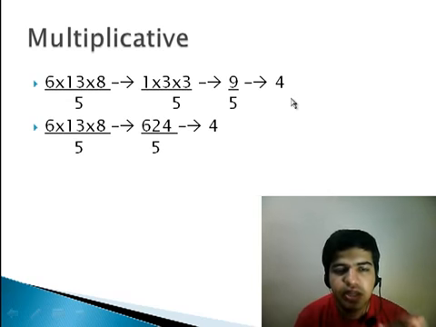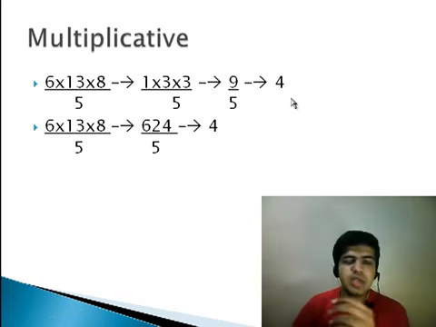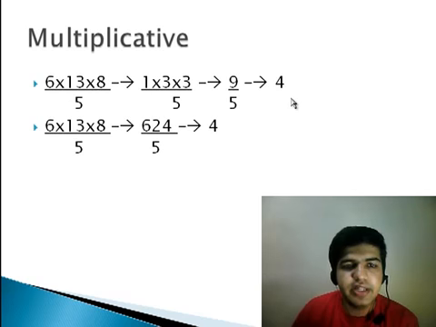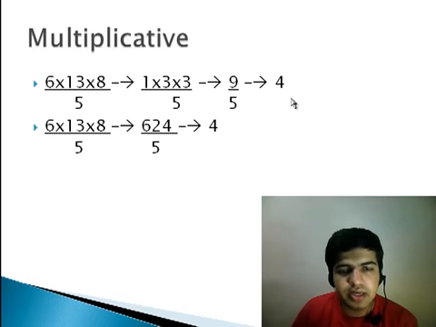So in the multiplicative property, rather than multiplying the numbers, you directly take the remainders and you get the answer. That answer remains 4, and this also remains 4. So the multiplicative property of remainders is followed.